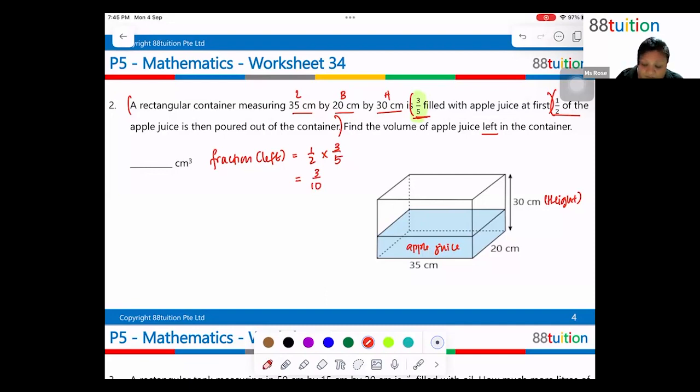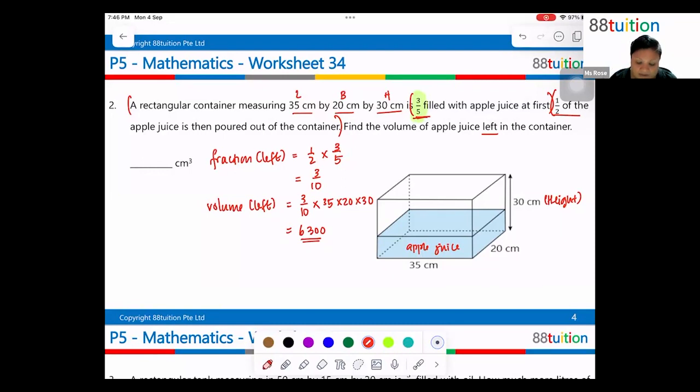Okay, so to find volume, the volume left would be, I just take 3 out of 10 of the entire capacity of the container, means 35 times 20 times 30. So if I were to do this, 3/10 times 35 times 20 times 30 will give me 6,300. This is one way to get the answer.